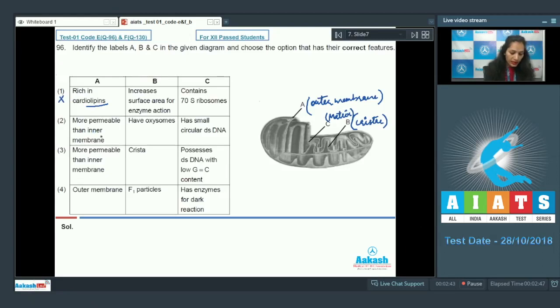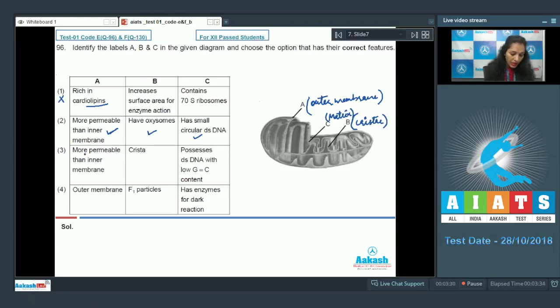Second, A more permeable than inner membrane. Yes, the outer membrane is more permeable than the inner one. It is correct. B have oxysomes. It is also correct because the cristae have oxysomes. Oxysomes are F0, F1 particles and they are present on the cristae. C is the matrix which has small circular double-stranded DNA. It is also correct. The matrix of the mitochondria contains its own DNA, that is double-stranded circular DNA. So this is also correct.